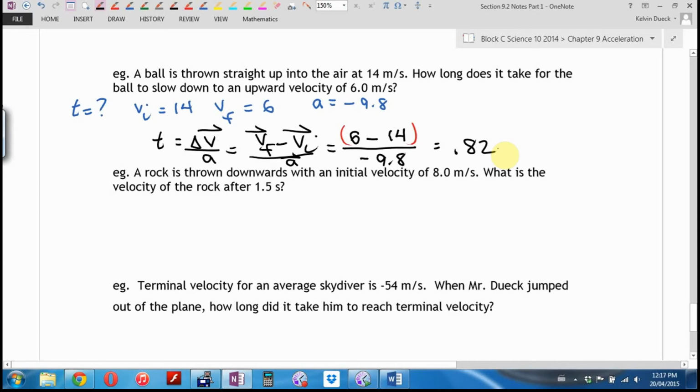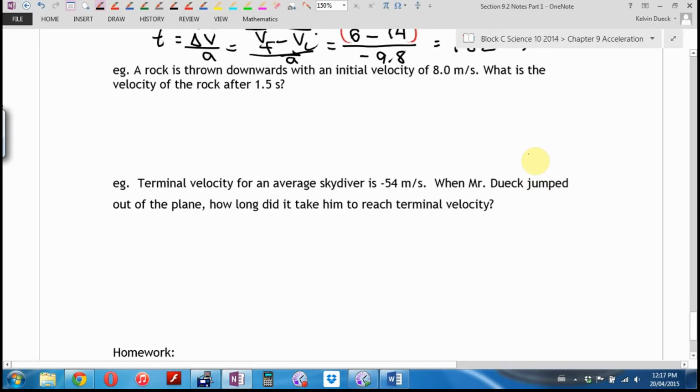What was this question asking us to find? Time? Units. Seconds. Couple more, we're done. And then we practice this.